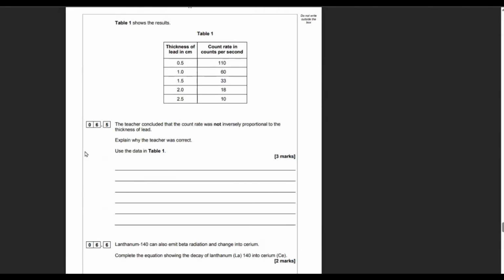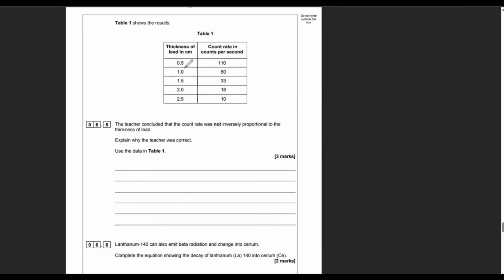Okay. Table 1 shows the results. We've got the thickness of the lead. Look what happens as the lead gets thicker, the count rate goes down. So the teacher concluded the count rate was not inversely proportional to the thickness of the lead. Explain why the teacher was correct. So actually, it's a correlation. It's not inverse. Now we need to explain.